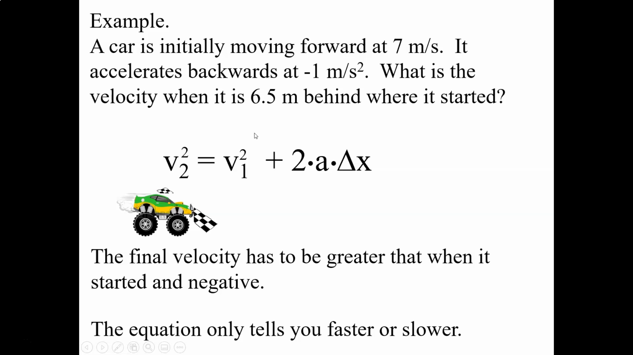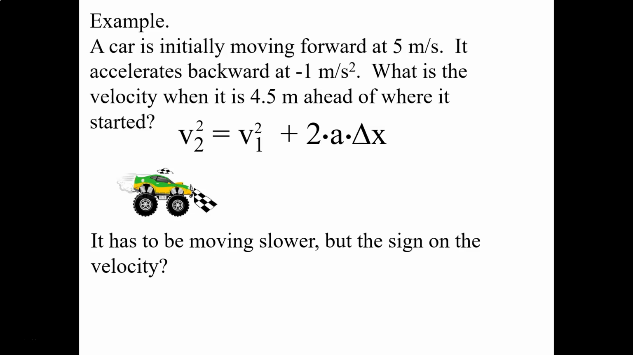Here we've got a car, and it's initially moving forward at 7 meters per second. It accelerates backwards at -1 meters per second squared. What is the velocity when it is 6.5 meters behind where it started? Well, the direction of the velocity when it is behind where it started has to be moving to the left. I mean, our velocity has to end up negative. So if we'd gotten a positive answer for that, we would have probably needed to sanity check that and go, oh, okay, it's actually going to be a negative velocity.